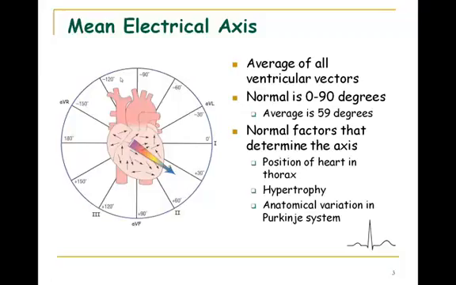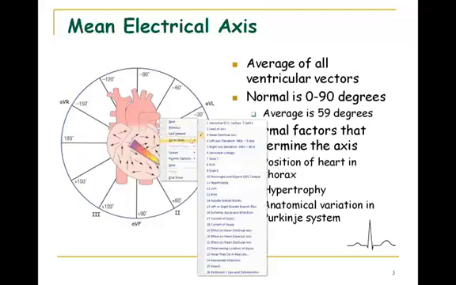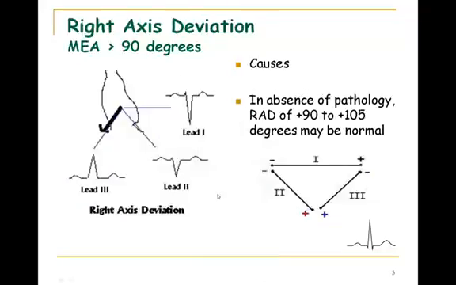That is very, very rare, so I'm not even going to go there. But if it's okay with me, if you define a right axis deviation as a mean electrical axis greater than 90 degrees, you can define the left axis deviation as a mean electrical axis less than 0 degrees. That's perfectly fine for me for the definitions.